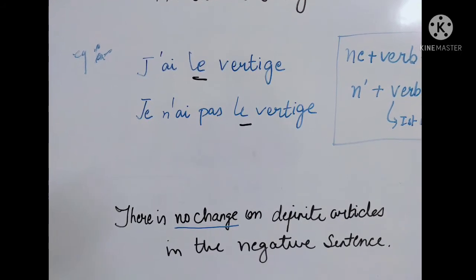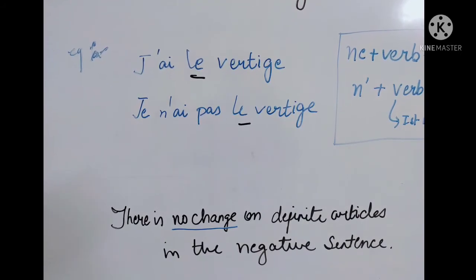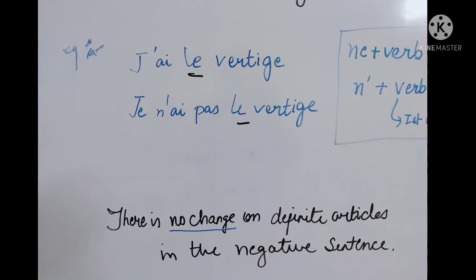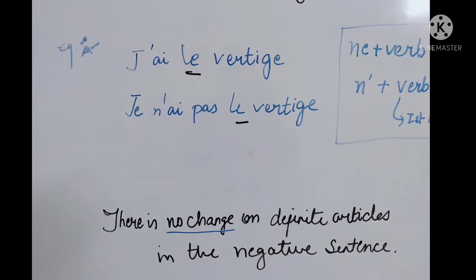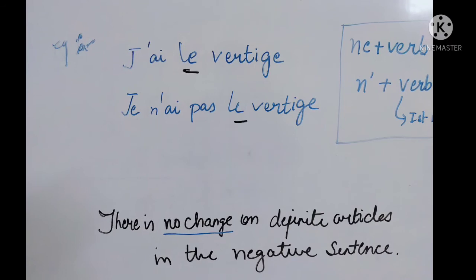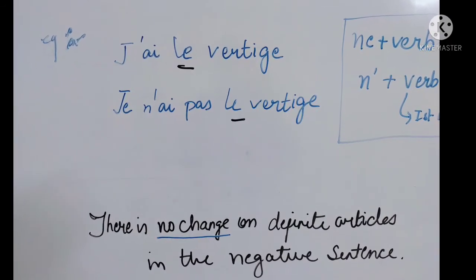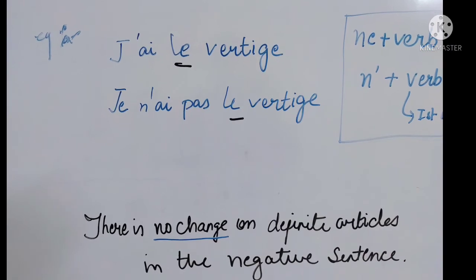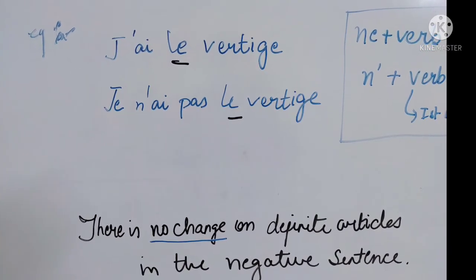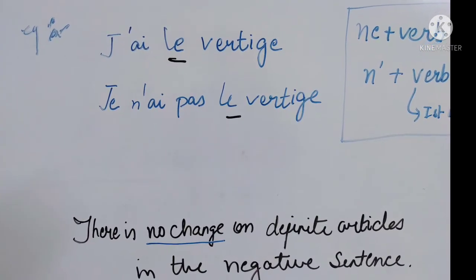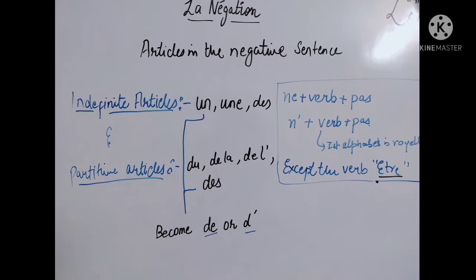Je le vois. Now to negative: je ne le vois pas. There is no change. The article le is the same in both affirmative and negative.